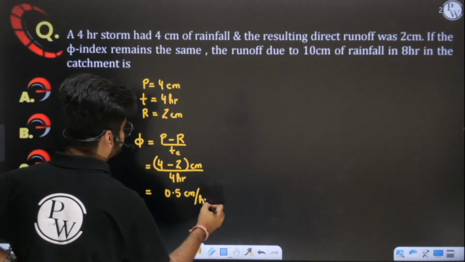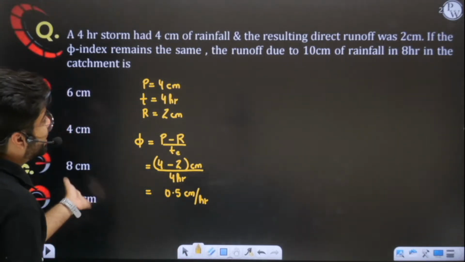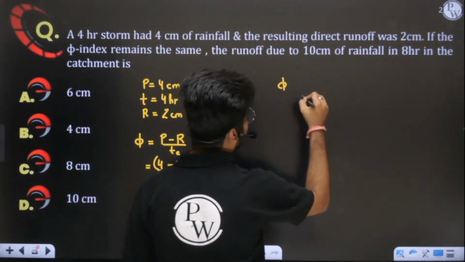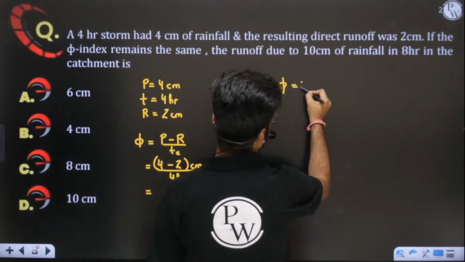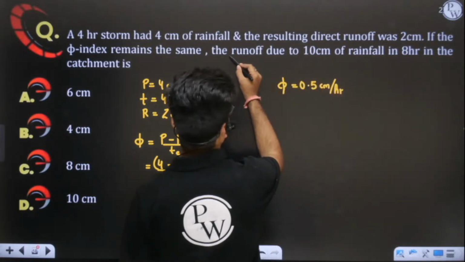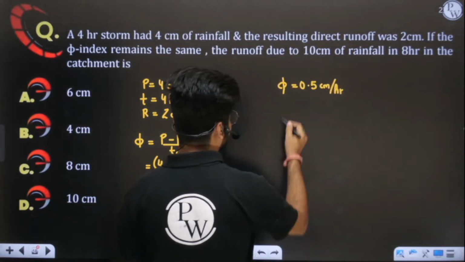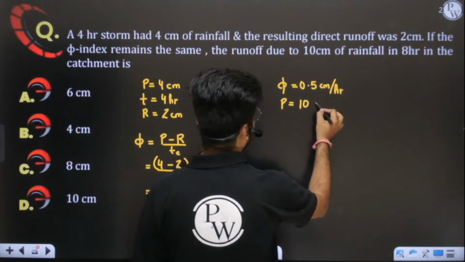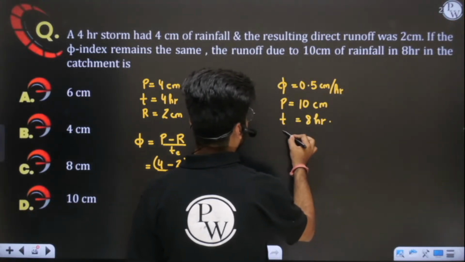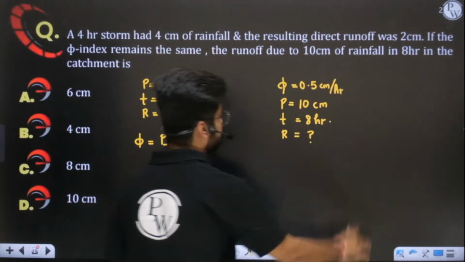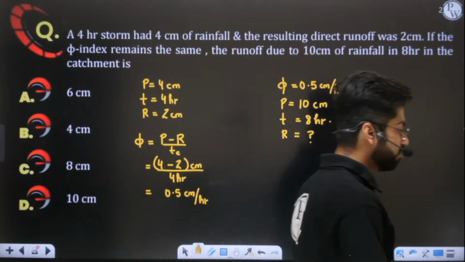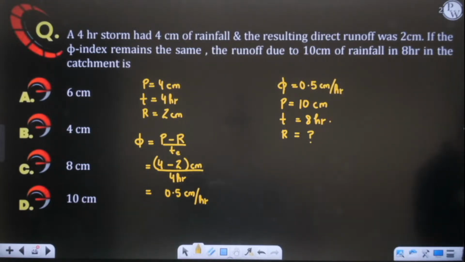Is this clear? Now they are saying phi index remains the same. For case 2, phi index remains the same, so phi value will be the same. Phi is 0.5 centimeter per hour for the second case. Total runoff due to 10 centimeter rainfall, that means precipitation is 10 centimeter, duration is 8 hours. We have to find runoff. So how will I find runoff? Tell me.